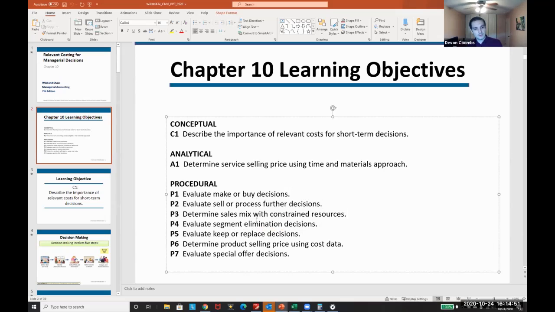Sales mix, how much of a certain product we want to buy, segment elimination. How do we decide to remove a segment from our analysis? Product selling price using costing data. All this we're going to be going over in detail today.